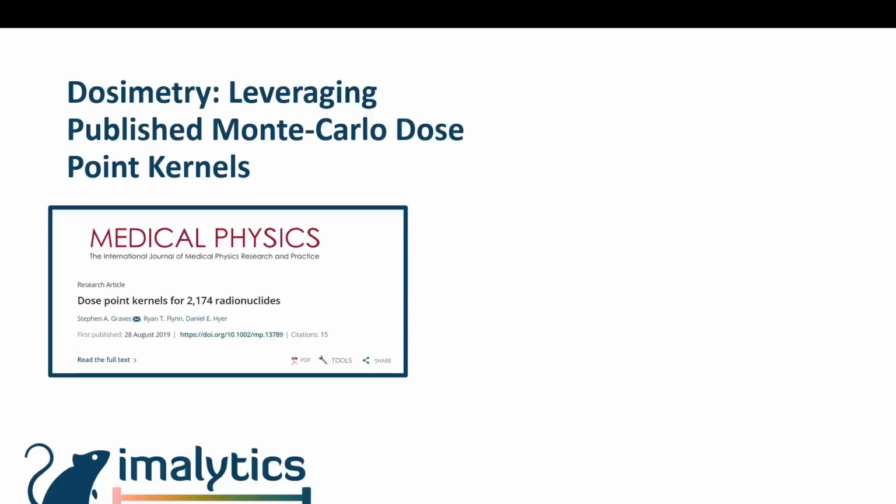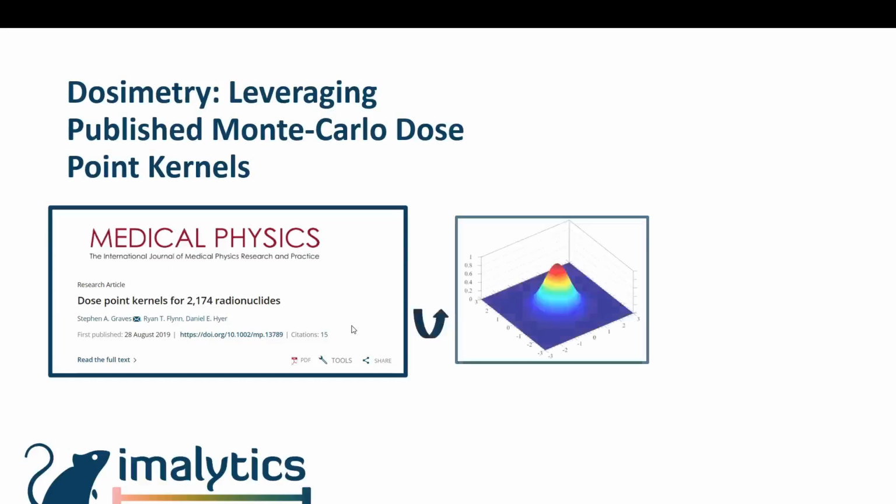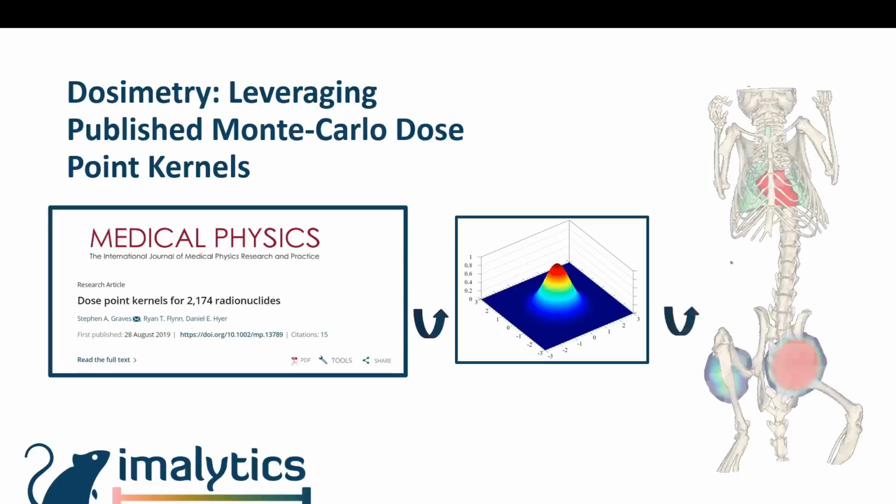For our dosimetry tool, we are leveraging published Monte Carlo dose point kernels. In this nice publication, they published 2,174 dose point kernels for different radionuclides. Here you see a visualization of such a dose point kernel. And this is used in a convolution operation in 3D to generate the quantitative dose rate map.